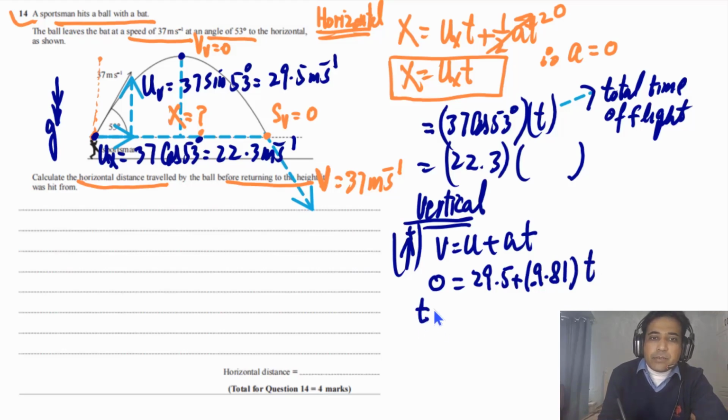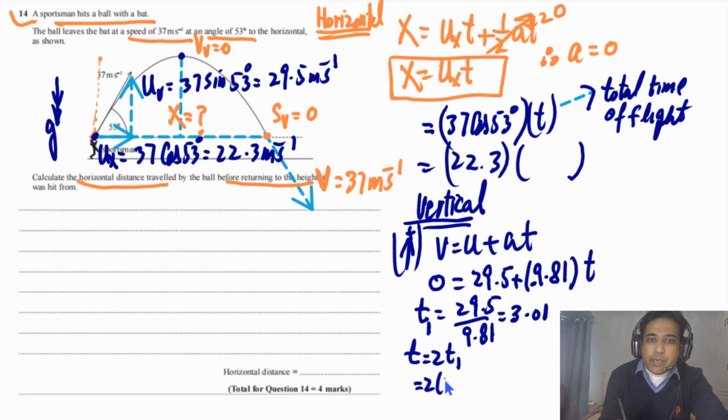So from here we can say t will be equal to 29.5 divided by 9.81. If we solve this one, we will get 3.01. So we can say this time is t1. But total time of flight, in this case t, has to be equal to 2 times t1. So we have 2 multiplied by 3.01, we will get 6.02. So this is the total time taken.